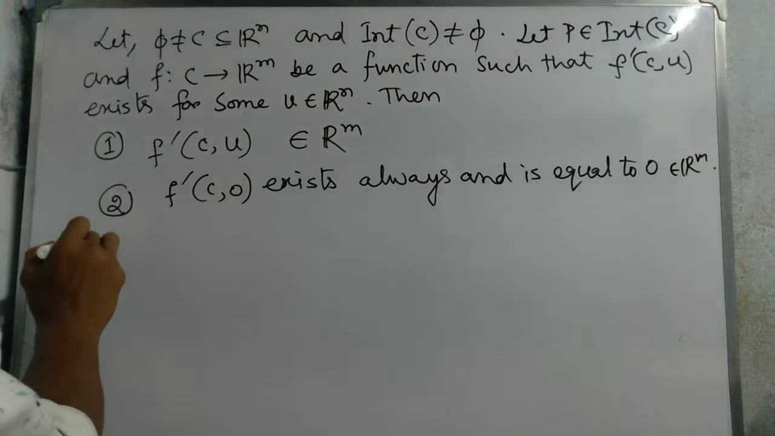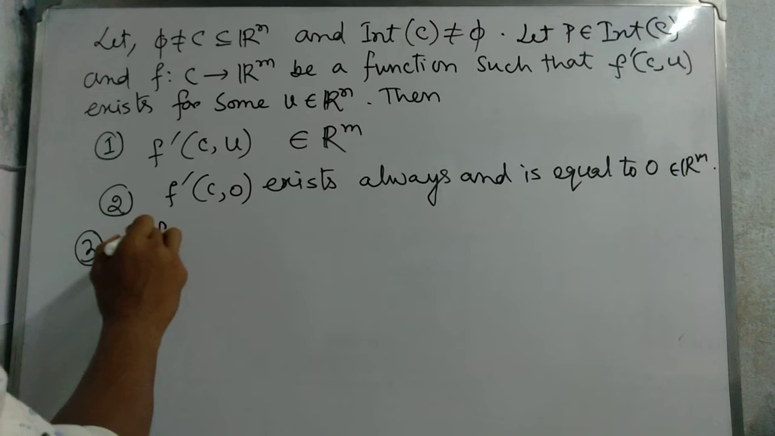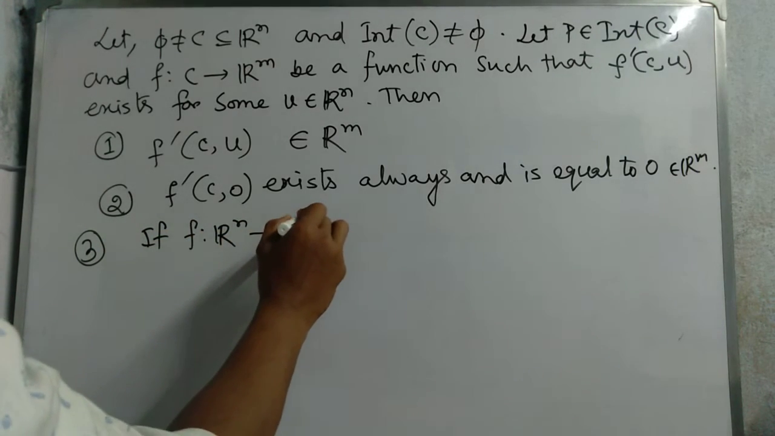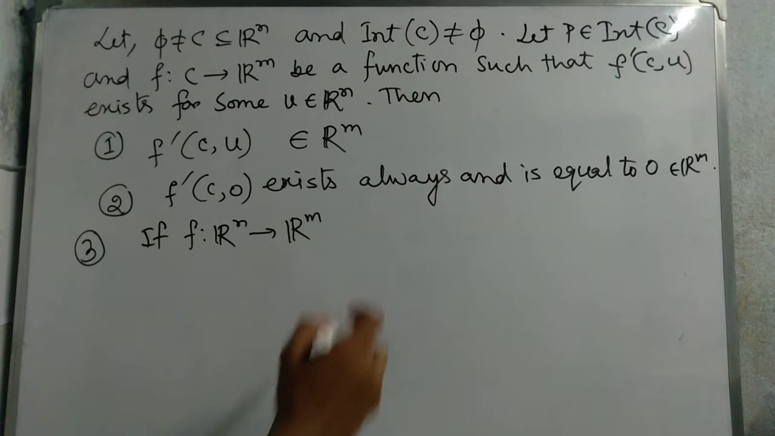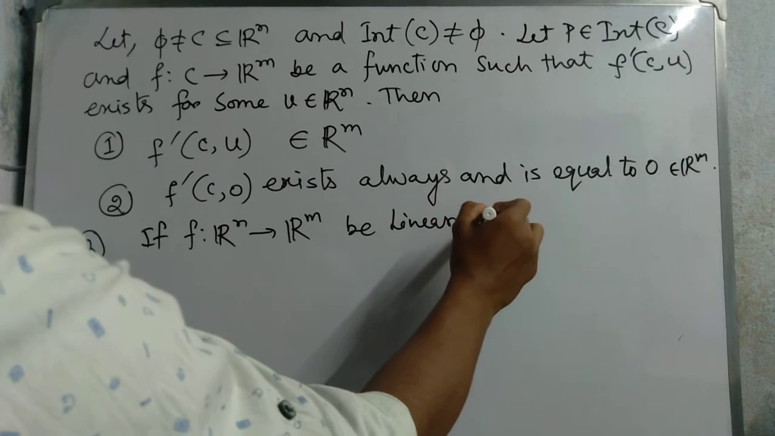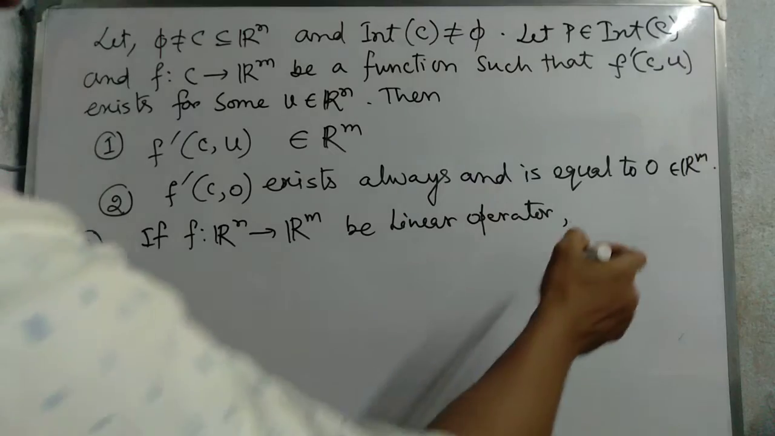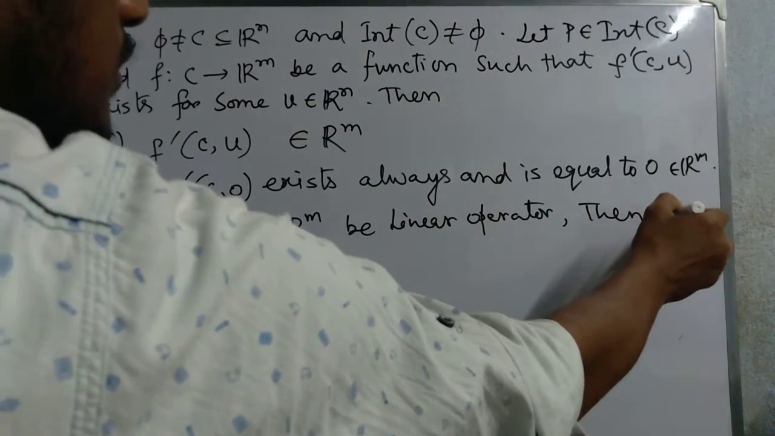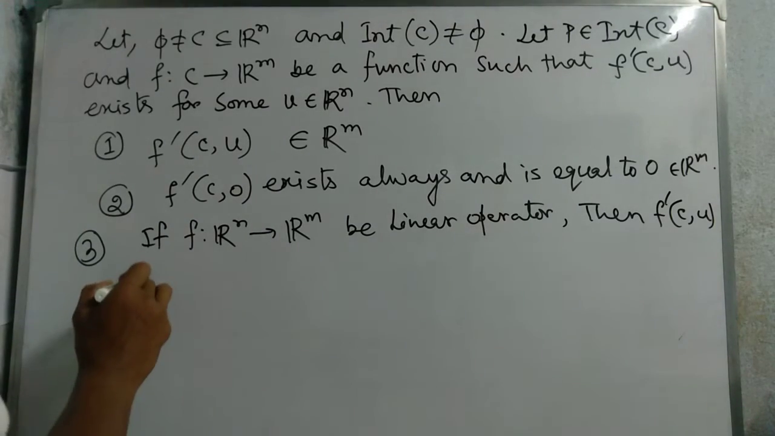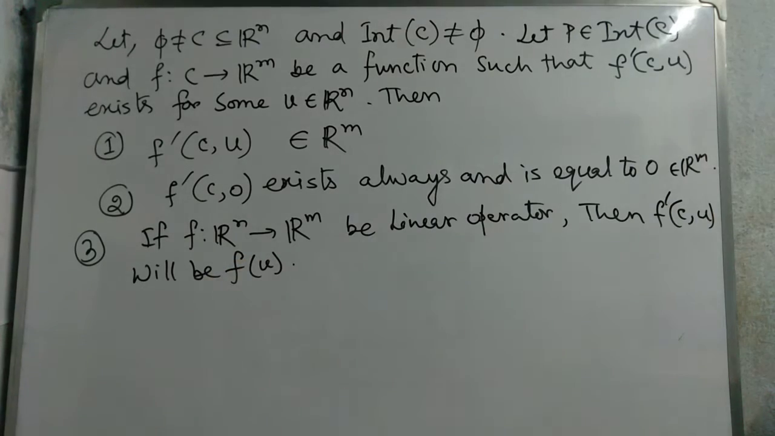And number 3, if f from Rn to Rm is a linear operator, then f dash(c, u) will be f(u). Okay.